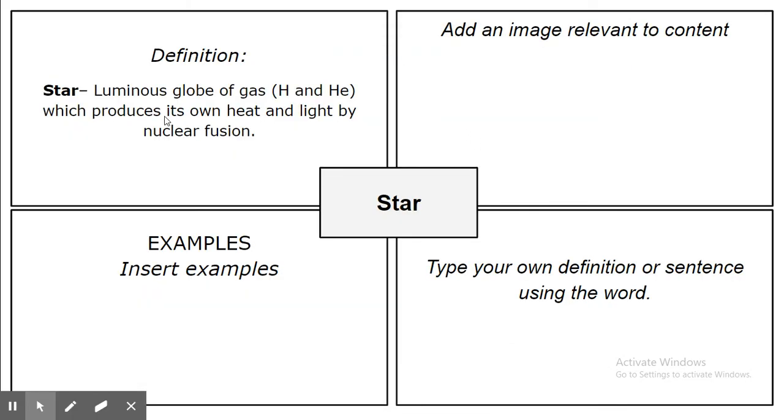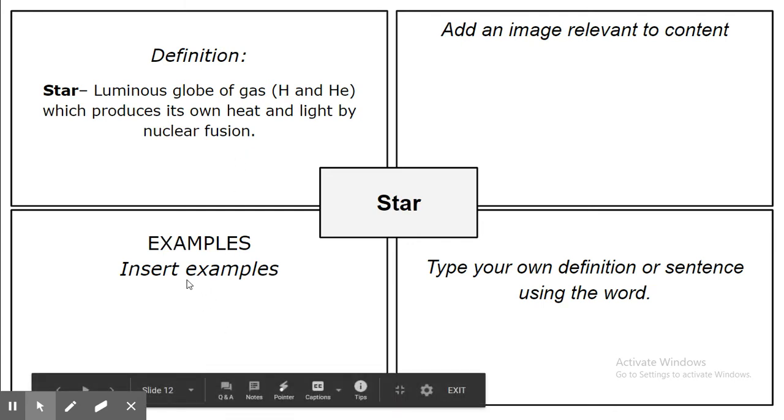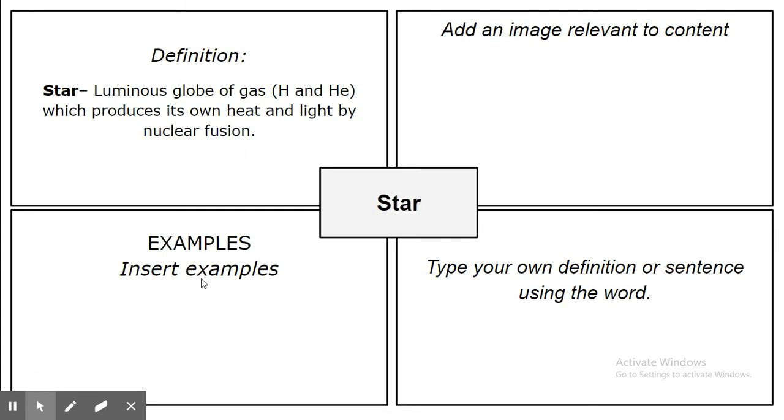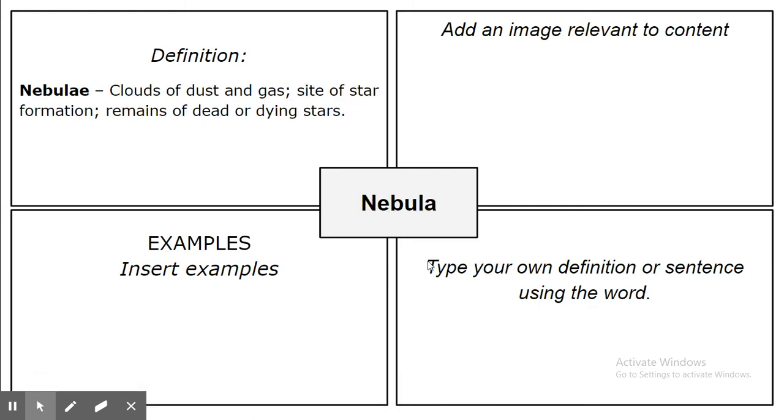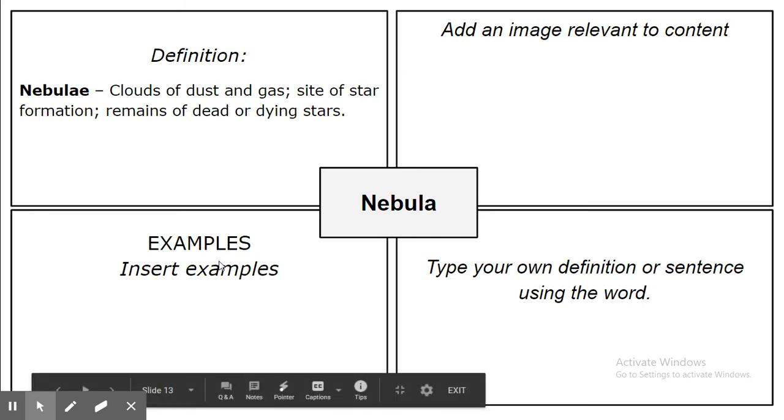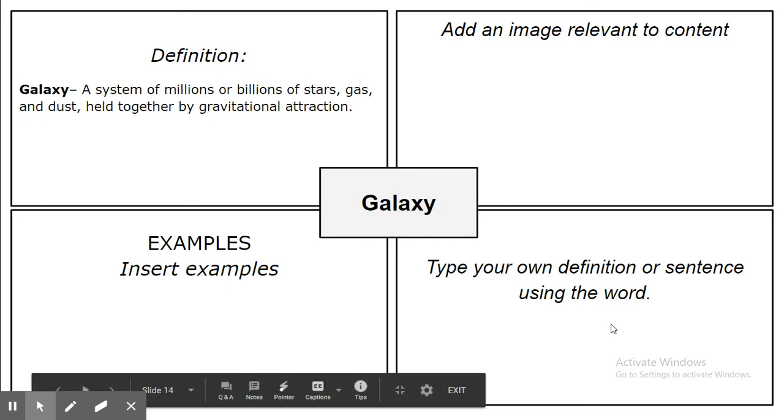Vocabulary: star. A star is a luminous globe of gas, hydrogen and helium, which produces its own heat and light by nuclear fusion. So you can insert some examples here of a star, and then you can Google an image that's relevant to stars. Type your own definition or sentence here using the word. Nebula. Definition: a nebula, clouds of dust and gas, site of star formation, remains of dead or dying stars. Insert some examples, Google an image, type your own definition or sentence using the word.